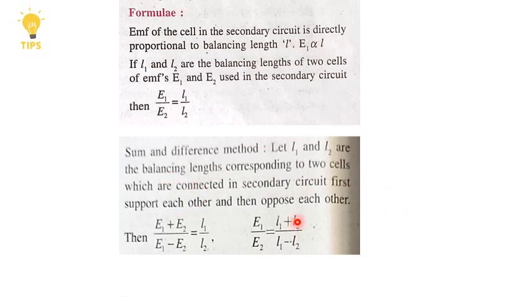First support each other, then opposite to each other, means this is about the formula here. So (E1 + E2)/(E1 - E2) here is L1/L2. And the next case, E1/E2, is a simple cross multiplication. That one I will show you in the next slide. You can see how you are going to do this.